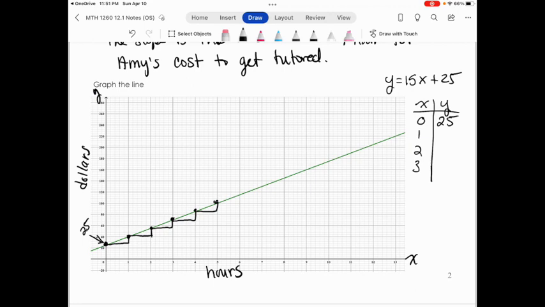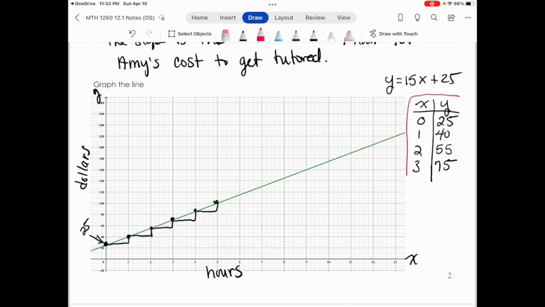When I plug in 1 for x to find my corresponding value of y, I get 15 times 1, which is 15, and then I add 25. That's going to give me 40. When I plug in 2, I have 15 times 2, which is 30, and then I add 25. That's going to give me 55. When I plug in x as 3, I get 15 times 3, which is 45, and when I add that to 25, that's going to give me 75.